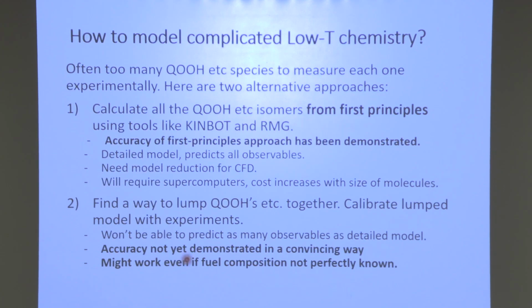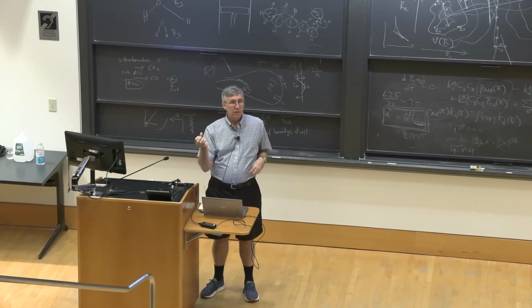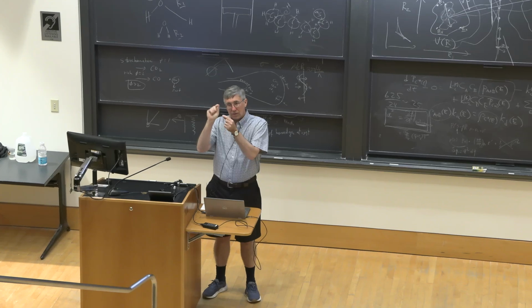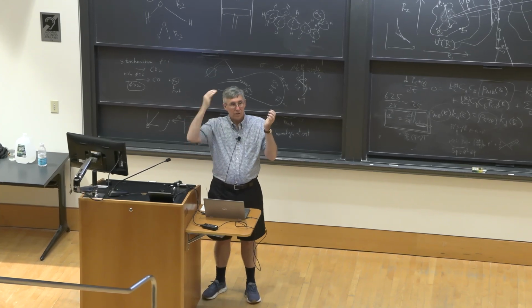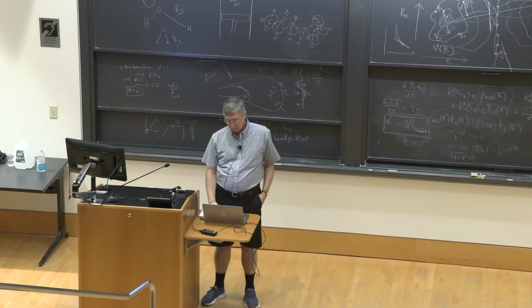And this lumping idea might work even if you don't know the full fuel composition. So if you had a real jet fuel or a real diesel fuel, you couldn't model every single molecule because there's too many molecules. But maybe you take a few representative ones, it might be enough to get the idea.